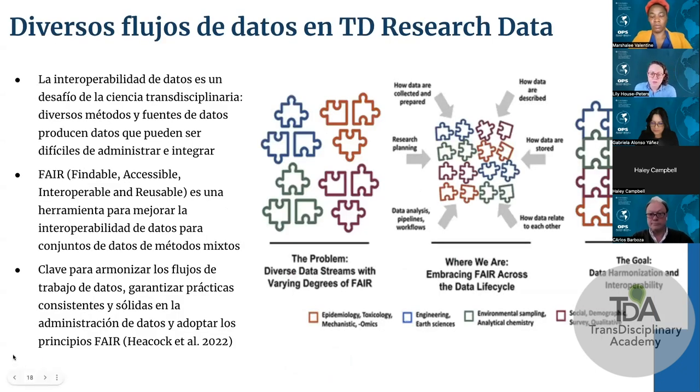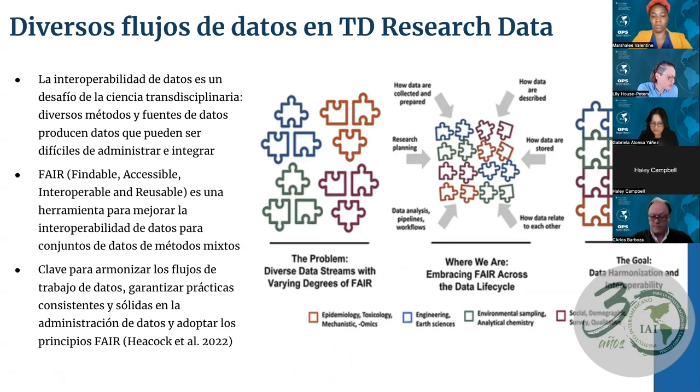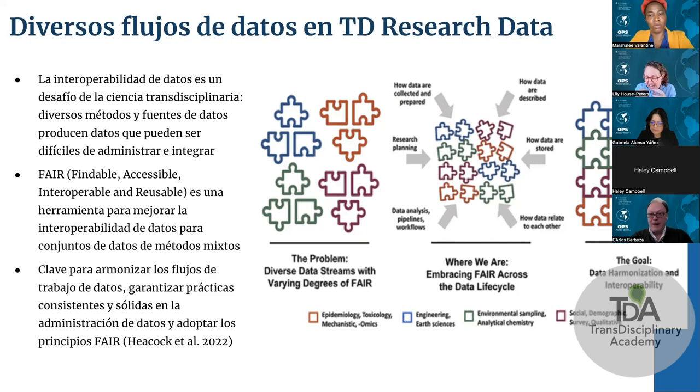Then, okay, so I also want to introduce one way of thinking about, or a good system for starting to understand, how do we work with diverse data streams in transdisciplinary research? And one of the issues that we get is, as we have more and more disciplines working together, we have more and more diverse types of data. And how we actually are able to get these data, the interoperability of the data is another great challenge in transdisciplinary science.